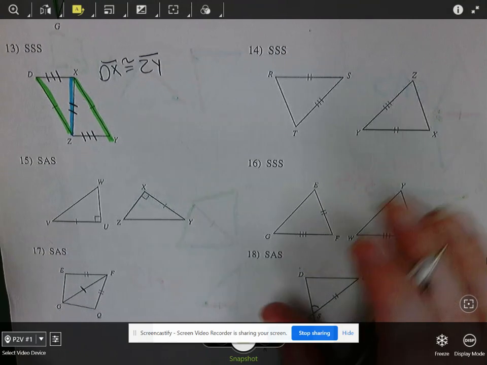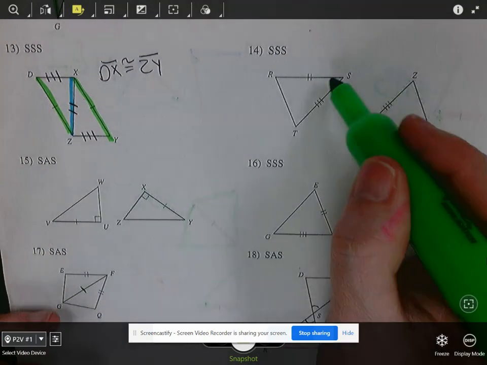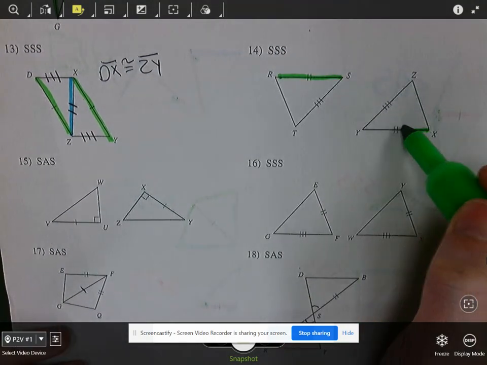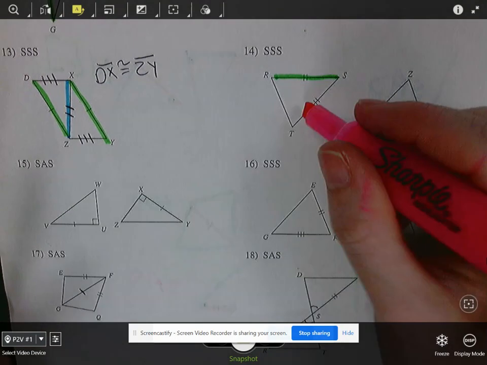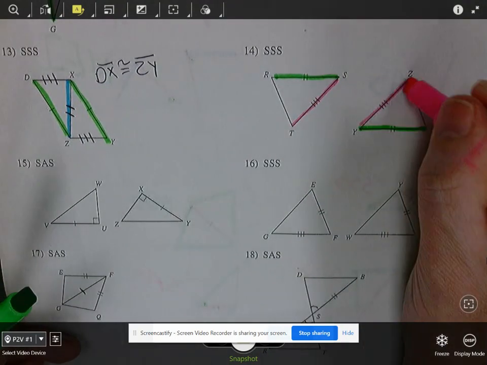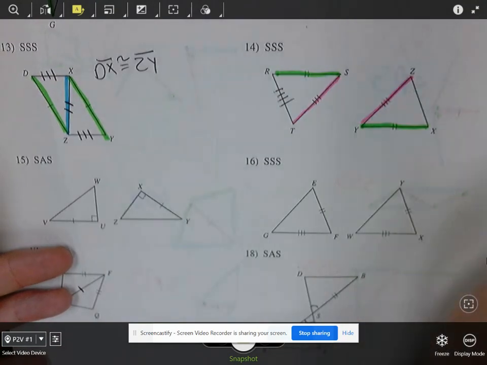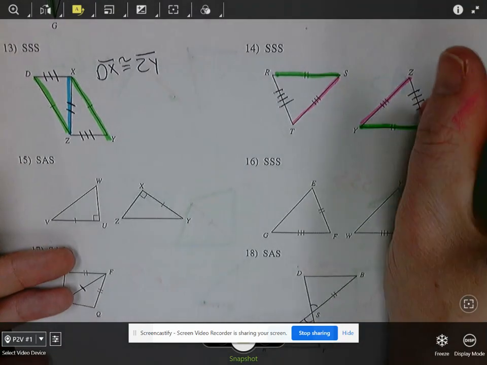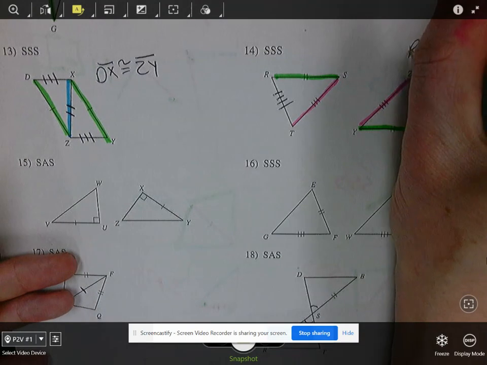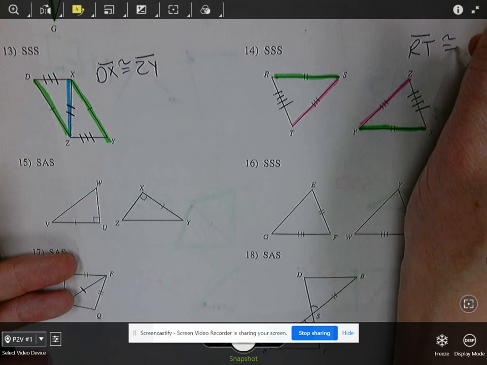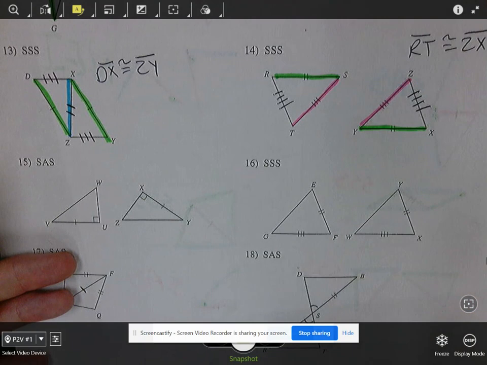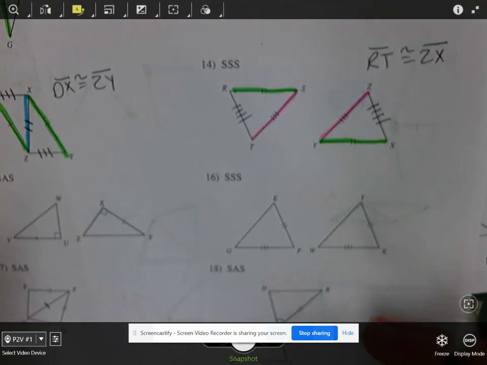Okay. Number 14, they want me to use side, side, side. Well, here's a pair. And here's a pair. I would need this third set. So this set, I'm going to put 4 there instead of 1 because I didn't notice there was one already 3. So they should have said that RT was congruent to ZX, or they should have had them marked congruent, RT and ZX.